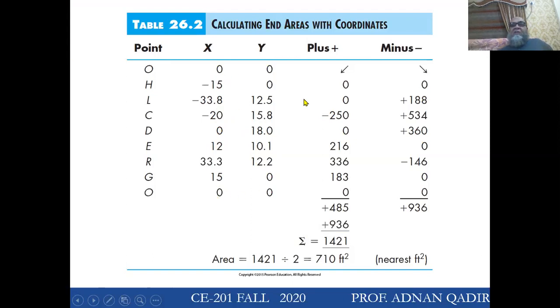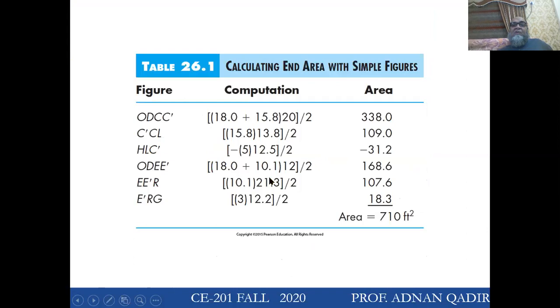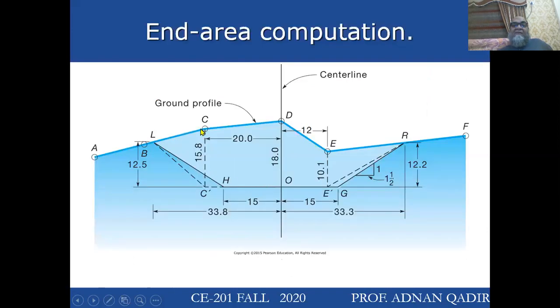Just cross multiply 0 into 0, minus 15 into 12.5, minus 33 into 15.1, like you did in the previous class. So this will be a plus column, this will be a minus column, add them, divide it by 2, and you will know the area of this very complex section in a very easy way.